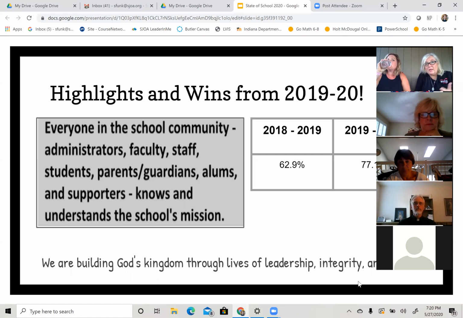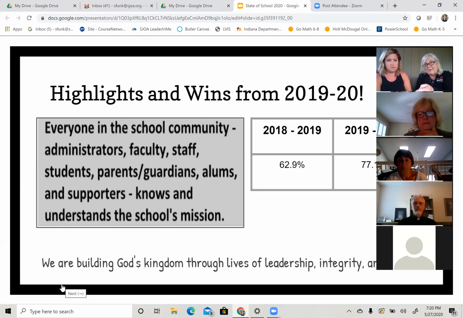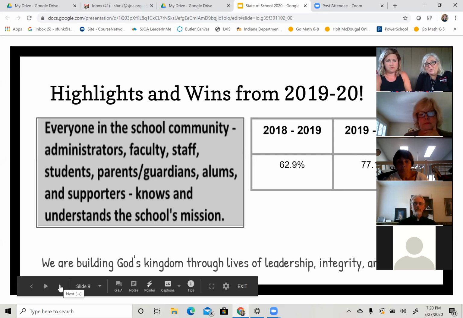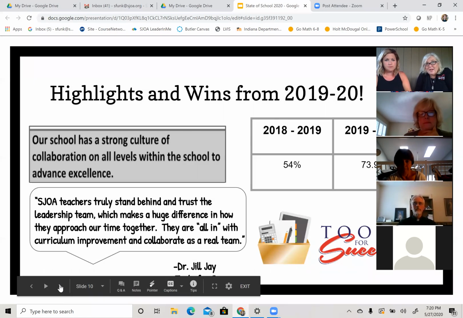Everyone in the school community, including the administrators, faculty, staff, students, parents and guardians, alums, and supporters, know and understand the school's mission. People this year felt that was an accurate statement at 77.1%, compared to 1 year ago at 62.9%. We have the mission there at the bottom in case anyone's wondering what it is. We simplified it a little bit this year, but we didn't lose any meaning: Building God's kingdom through lives of leadership, integrity, and service.